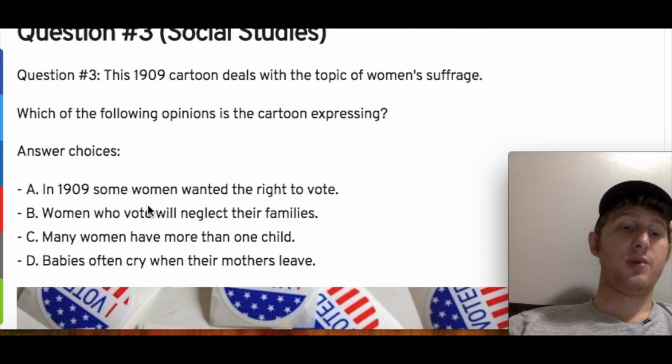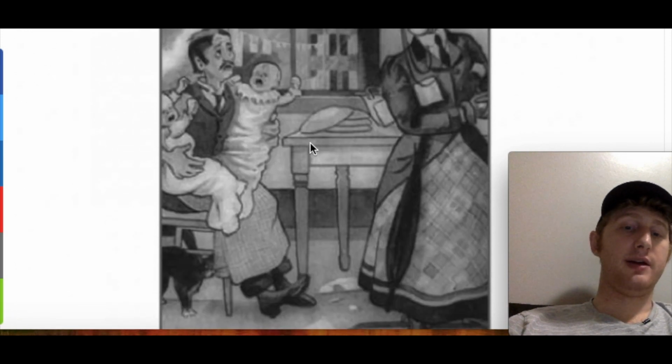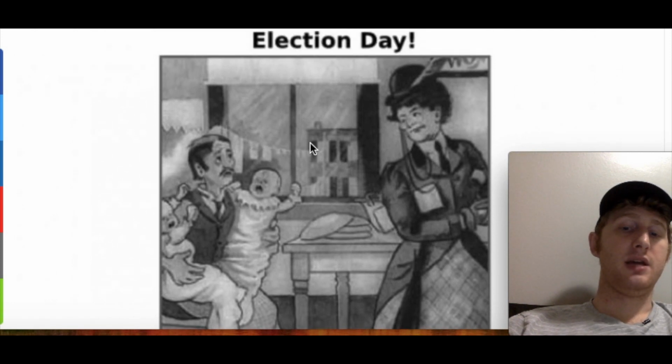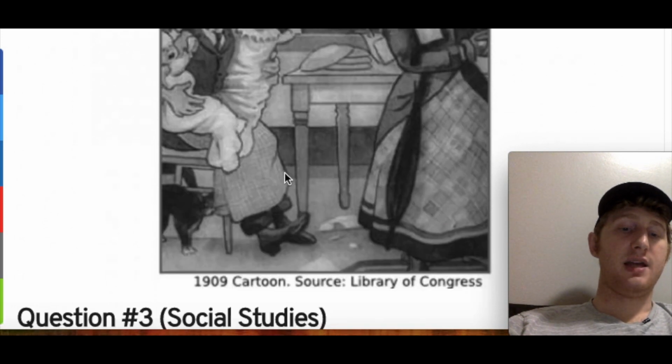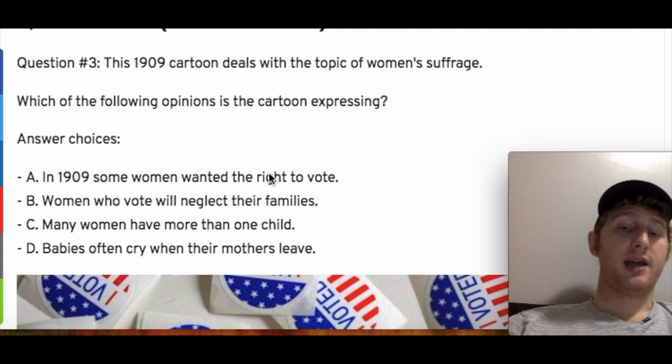Based off of that, we can eliminate C and D, because they're not relevant to voting here. So we would then be left with A or B. So it's either that in this year, some women wanted to vote, or that women who vote will neglect their families. You have to think here, what's the opinion that the cartoon's expressing? When I look at this, the way I see their opinion, like whoever wrote this painting, they're trying to say here, it looks to me at least like the man is going to be here struggling with the kids while the woman goes to vote. And based off of that, you would pick B, and B is the correct answer.